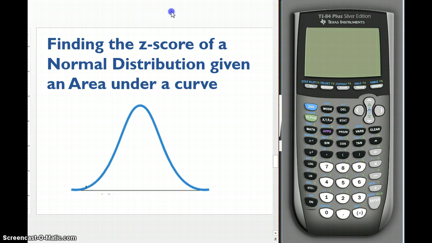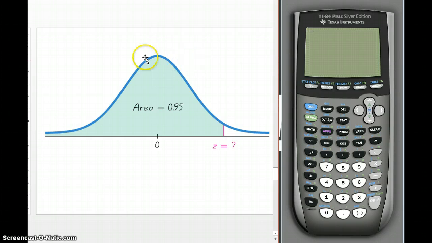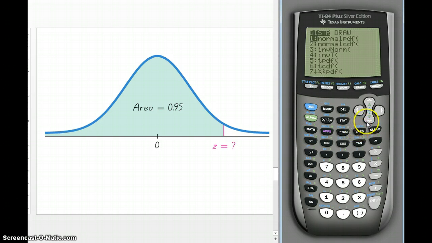So what do I mean? Let's look at a sample problem. In this problem, I'm given the area, this shaded part, is equal to 0.95. But I don't know the z-score, so I want to find the z-score for that. To do that, I want to access my distribution functions, and the function that I want is inverse norm.